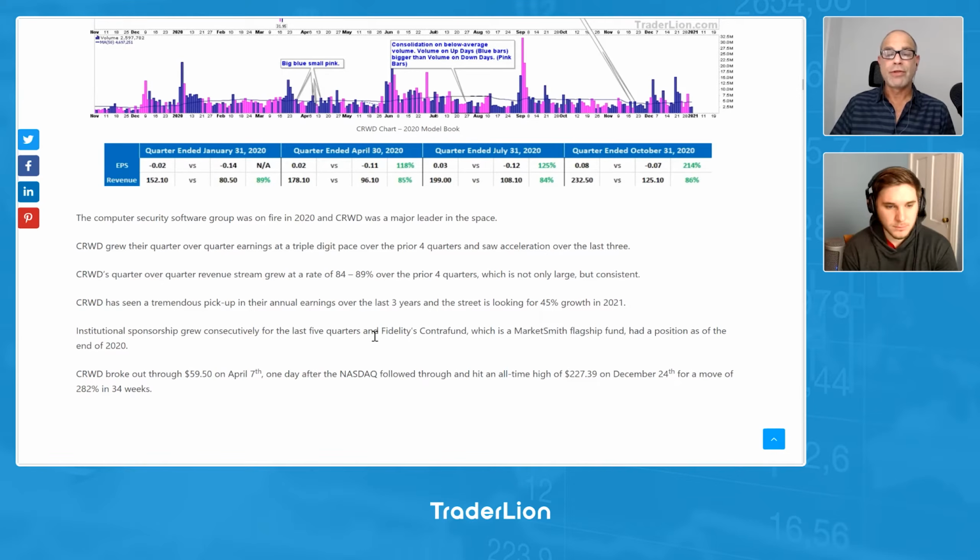So moving on down to institutional sponsorship, if you take a look, we'll see that it grew consecutively for the last 5 quarters. And more importantly, we've got a high quality owner in there. Fidelity's Contra Fund is a well-known one. They don't have a huge position in the stock, but it's a great start. We'd obviously love to see that list pick up a little more, and wouldn't be surprised to see it happen. There's been a huge pickup in sponsorship since the stock went public, and more than likely Contra Fund isn't done buying, and we'll continue to see that number grow as the stock continues higher, as it has been since this model book was printed.